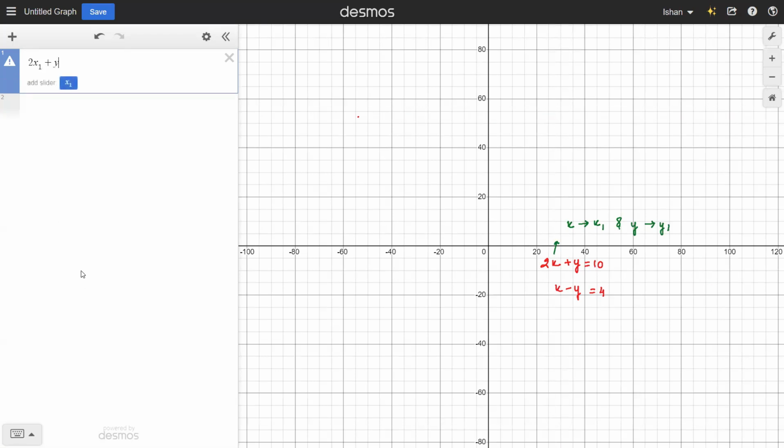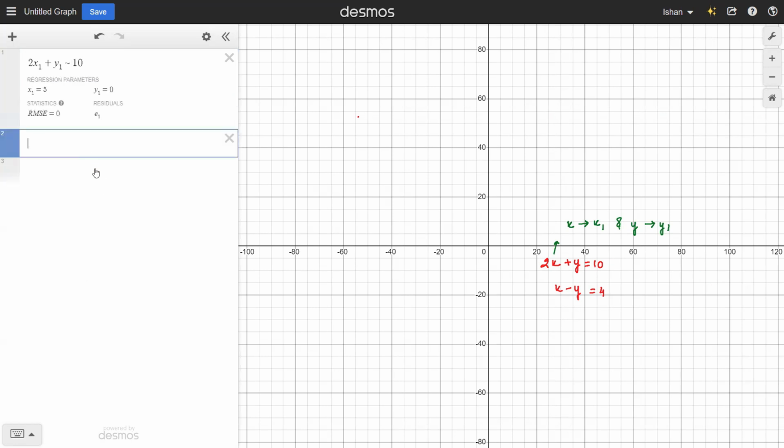2x1 plus y1, regression 10. Simultaneously, I'm writing x1 minus y1, regression 4. These techniques make substitution faster and eliminate manual efforts, ensuring precise results. Desmos takes the complexity out of the calculations and allows you to focus on understanding the problem.